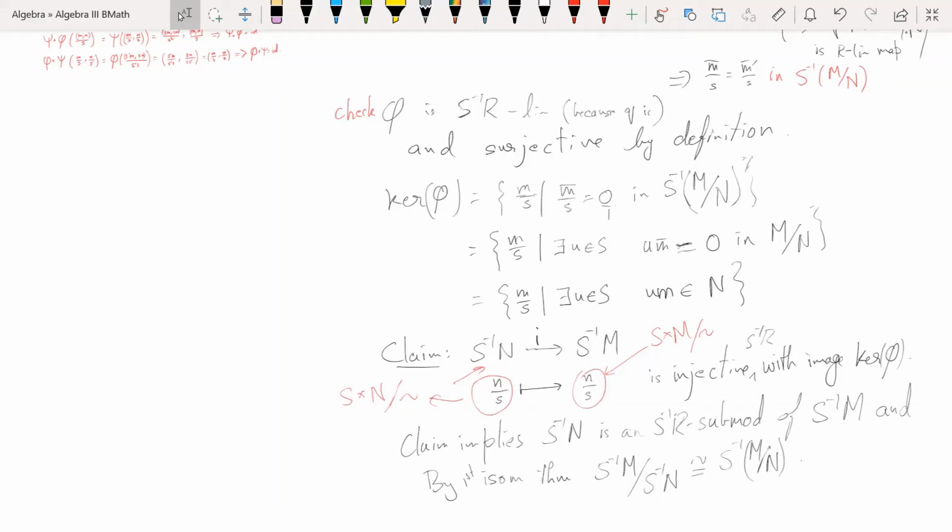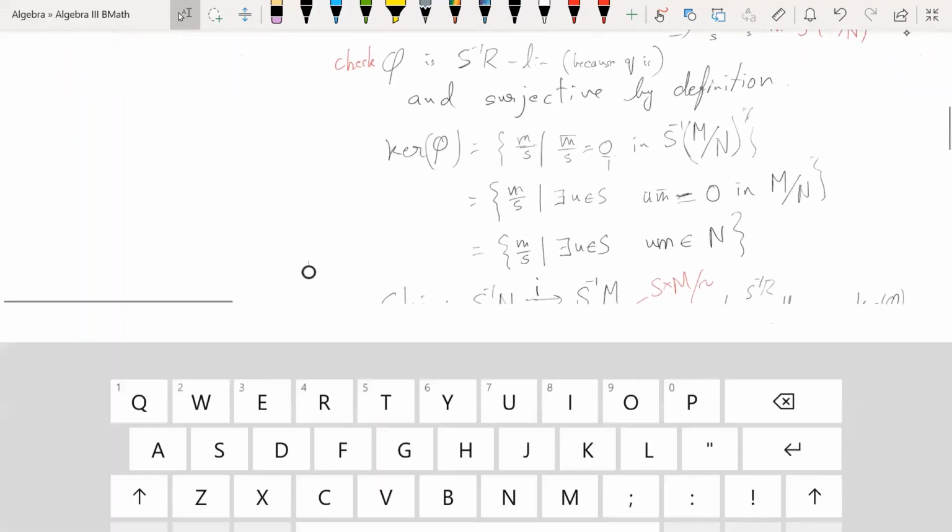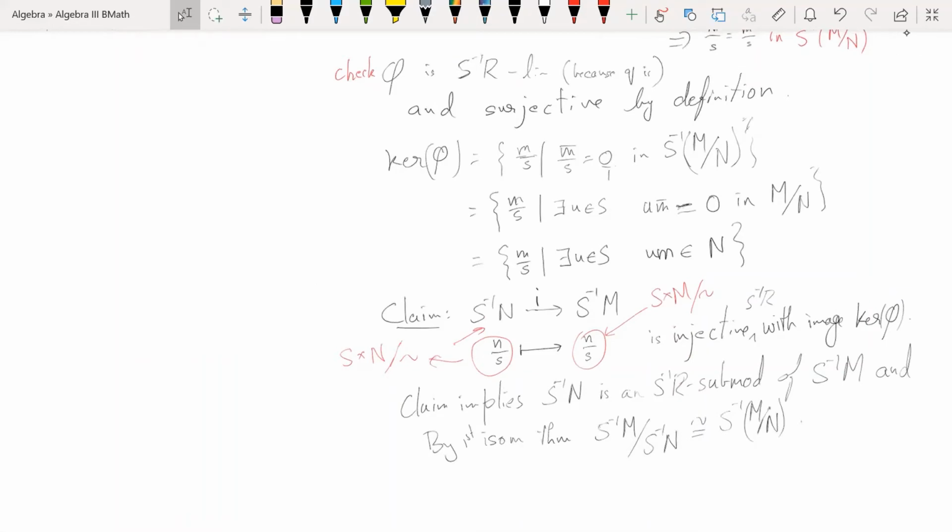So there is no natural way of putting this as a subset of S inverse n. You can't think of S cross n mod this equivalence relation as a subset of S cross m mod equivalence. You can give an injective map, and that is what we are doing. So the claim is that this map is injective, S inverse R linear, with image the same as kernel phi.